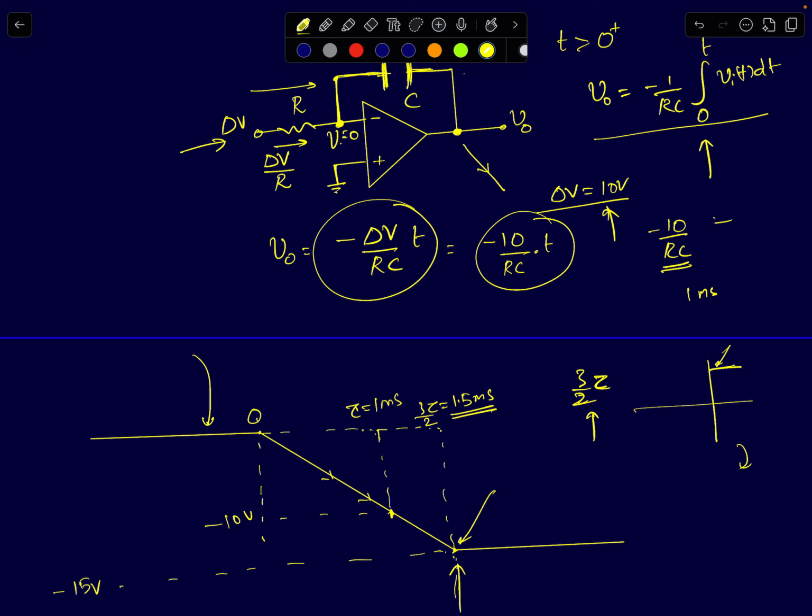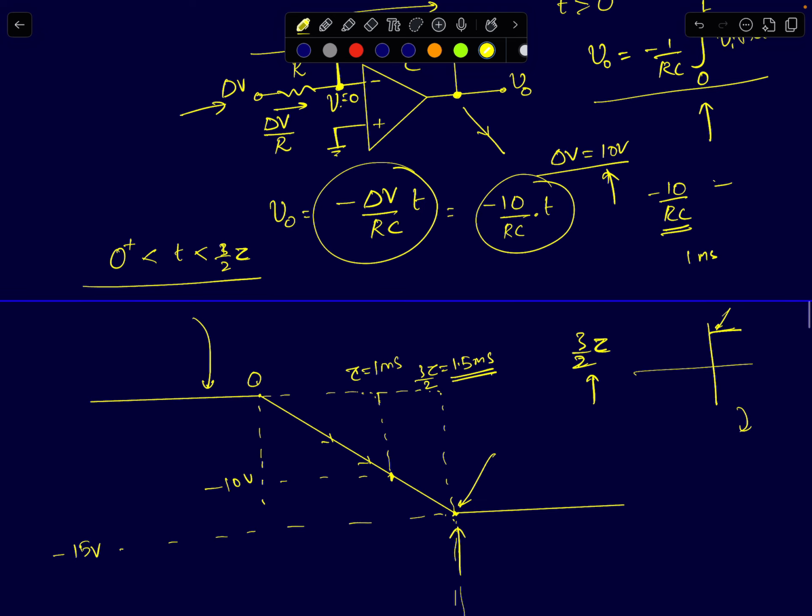So we have now analyzed the circuit for the time interval 0 plus to 3/2 time constants, 1.5 time constants. In this interval, the output will just ramp down from 0 to minus 15 volts with a slope of minus 10 volts per 1 millisecond.